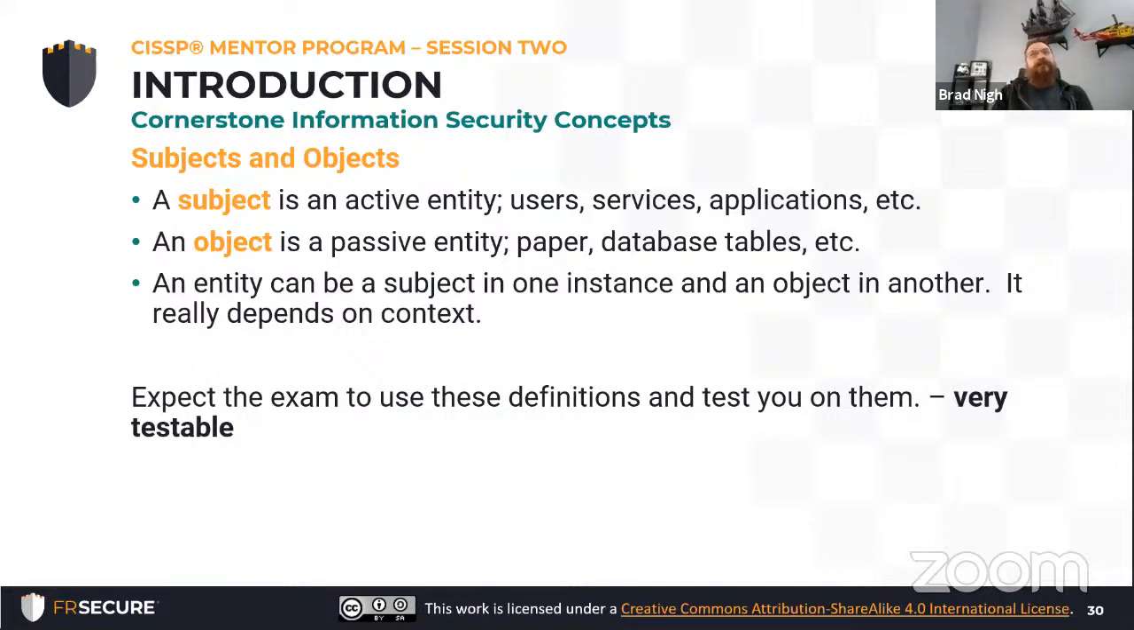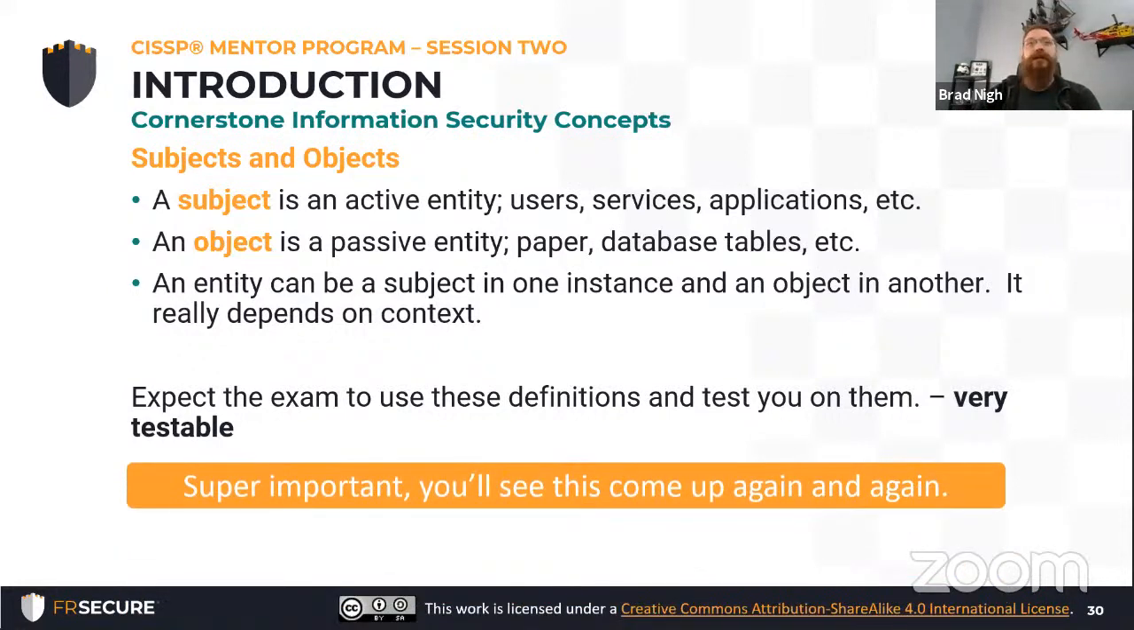What gets confusing is the entity can be a subject in one case and an object in another. It's really dependent on context. So you're going to have to make sure you understand the context of the question. Perhaps the application is a subject to access the database, but it's the object for the user accessing the application. They'll ask a question around that to make sure you understand the context and the concepts. This is going to come up repeatedly. And that's one of the nice things: as we go through this, you're going to start seeing these same things come back. It's all repetition, and it all does tie together.